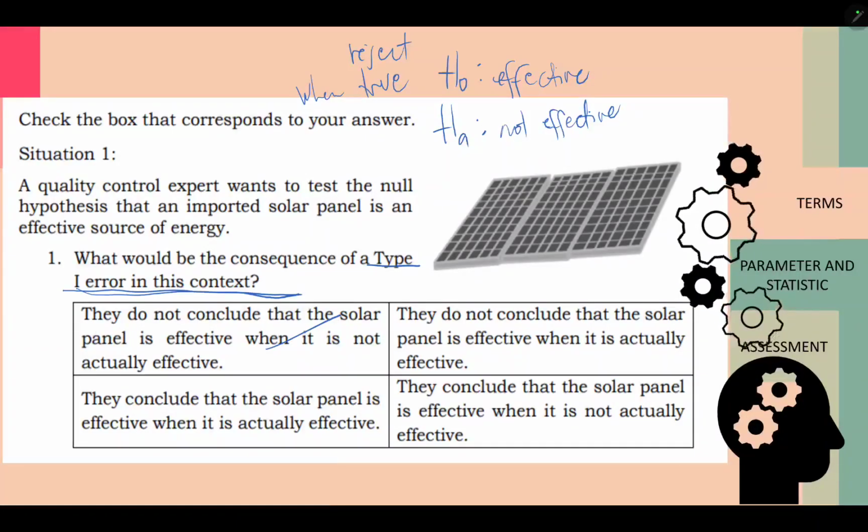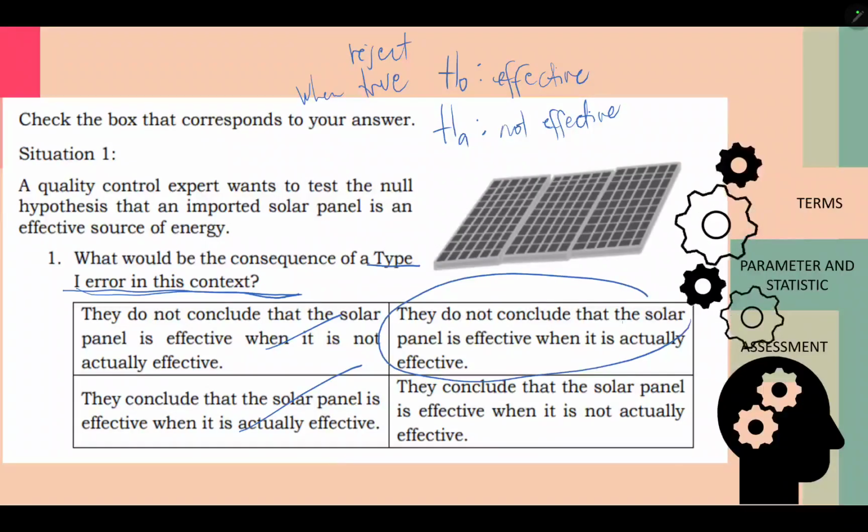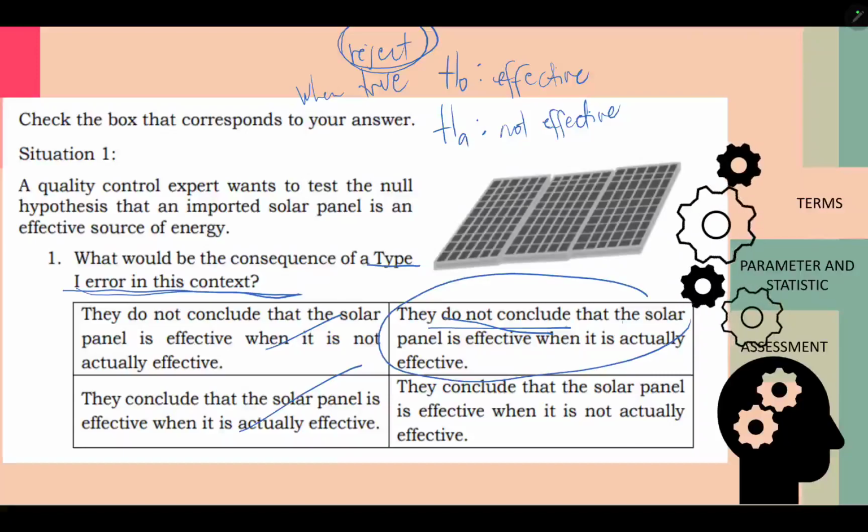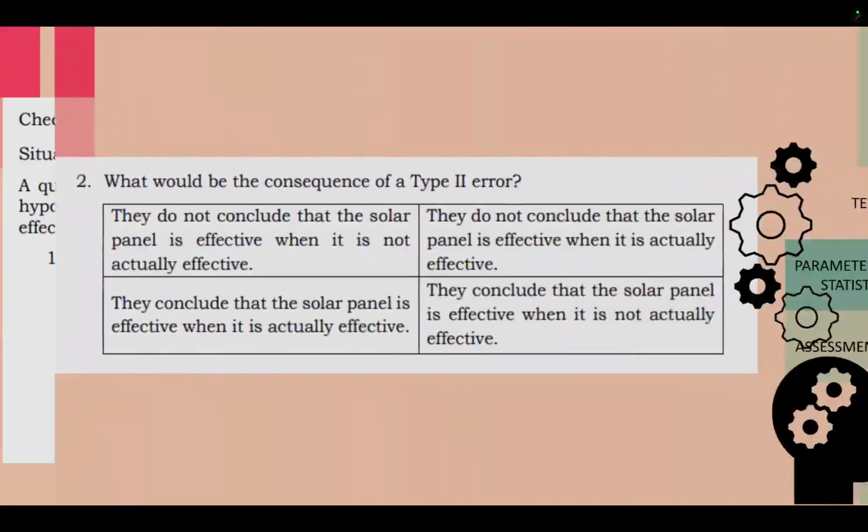That one is right, it's a correct decision. They conclude that the solar panel is effective when it's actually effective. This is a correct conclusion because you concluded that it's effective when it's actually effective. They do not conclude that the solar panel is effective when it is actually effective. So, this one: you rejected it, you did not conclude that it's effective when it's actually effective. That's a type 1 error. It's a bit confusing, so please bear with this.